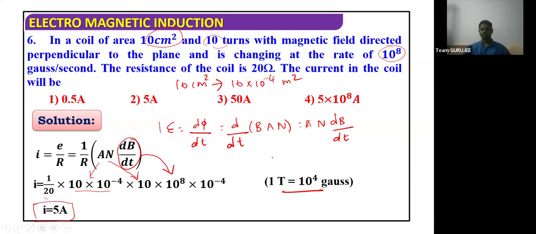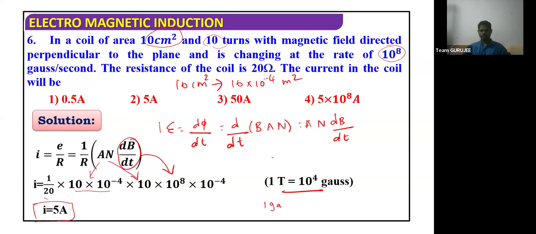First, write the given. All the given values are converted to SI units. Actually, centimeter square is a CGS unit, and gauss is also a CGS unit. We should convert centimeter square to meter square and gauss to Tesla. Gauss is a CGS unit, so we convert gauss to Tesla by just multiplying with 10 power minus 4.